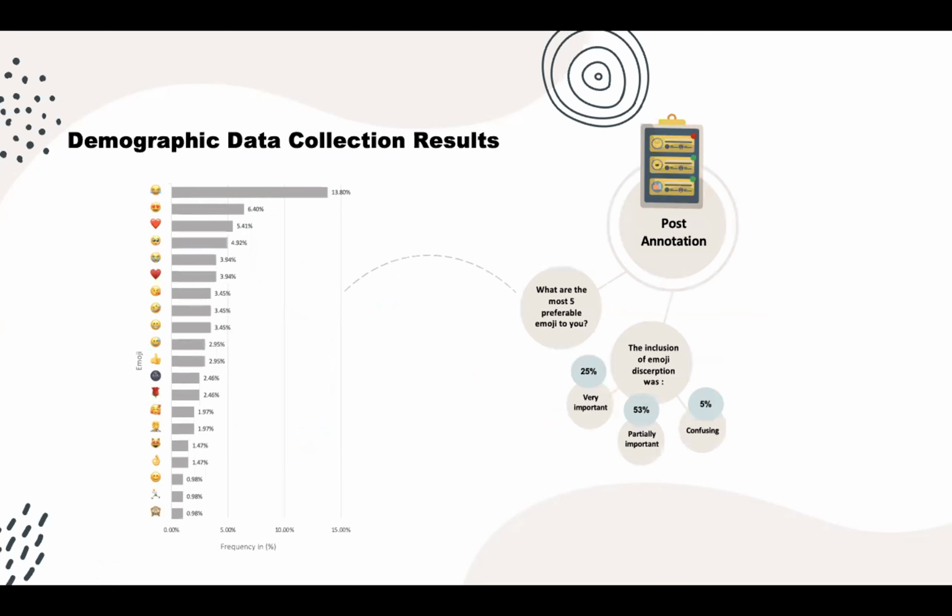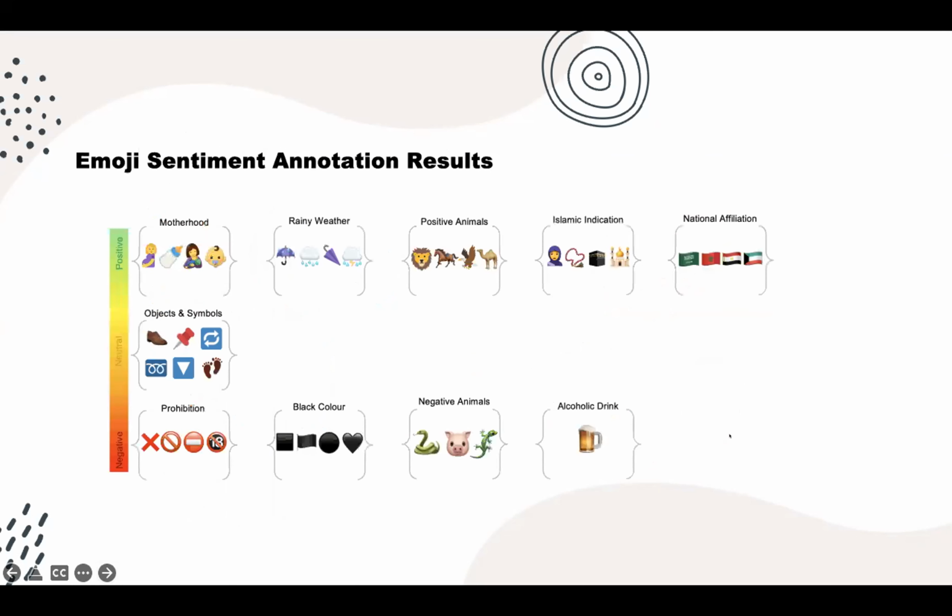The most preferable, or frequently used, emoji was the emoji with tears of joy. Regarding the inclusion of the names of the emojis, 53% of them articulated that they were partially important for some emojis and not important for others. And 5% of them consider it confusing.